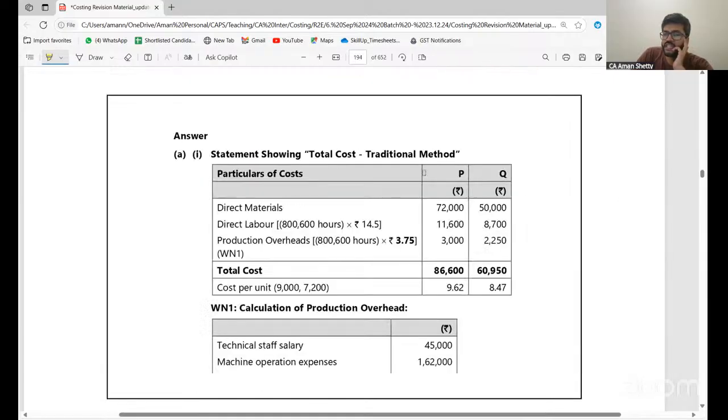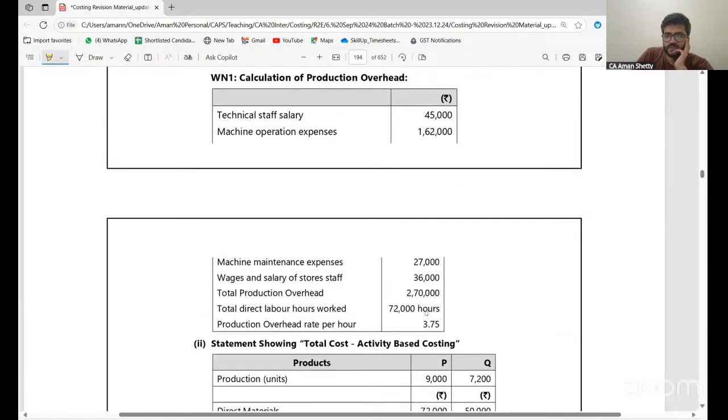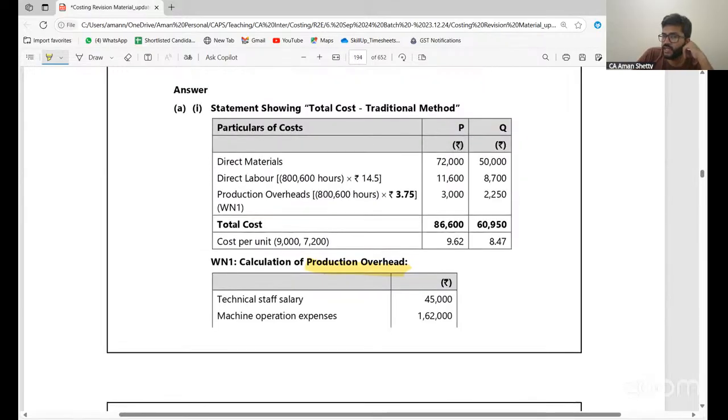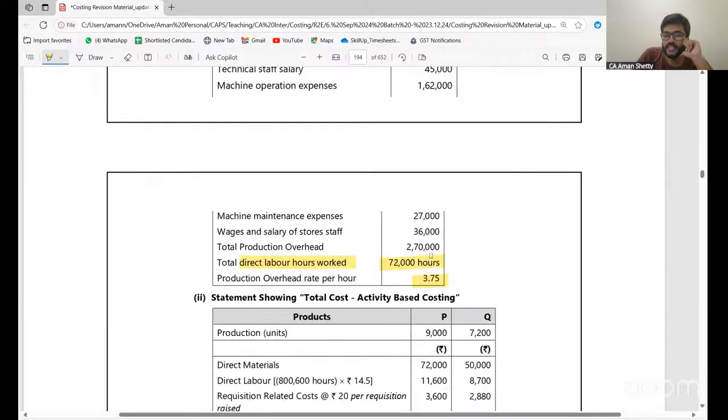Yes. So total cost under traditional method, right? So calculation of production overhead using the direct labor hours worked. Clear all of you? So find out what the total production overhead is. That is machine operation expenses, technical staff salary, machine maintenance expenses, and wages and salary of store staff. Add all of it, production overhead divided by 72,000 direct labor hours, you get 3.75. Right? So that 3.75 you multiply into the labor hours for this particular P and Q respectively. Understood? 800 hours and 600 hours, you will get what the production overhead is for P and Q. That is under traditional method.